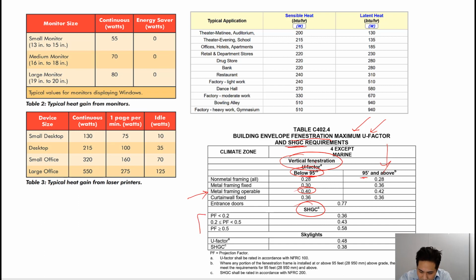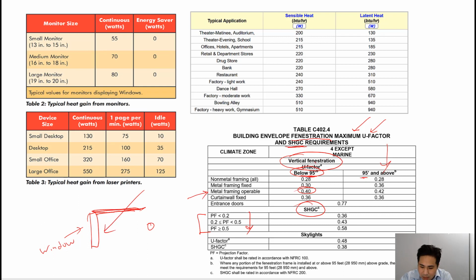Okay, now this term here, PF, stands for projection factor. And the projection factor just means some sort of overhang on a window. So let's say this is the window, and you have some sort of overhang over the window. If the projection factor is 0, it means there is no overhang. As the projection factor increases, it's coming out further and further out, providing more of a shade from the sun to the window.